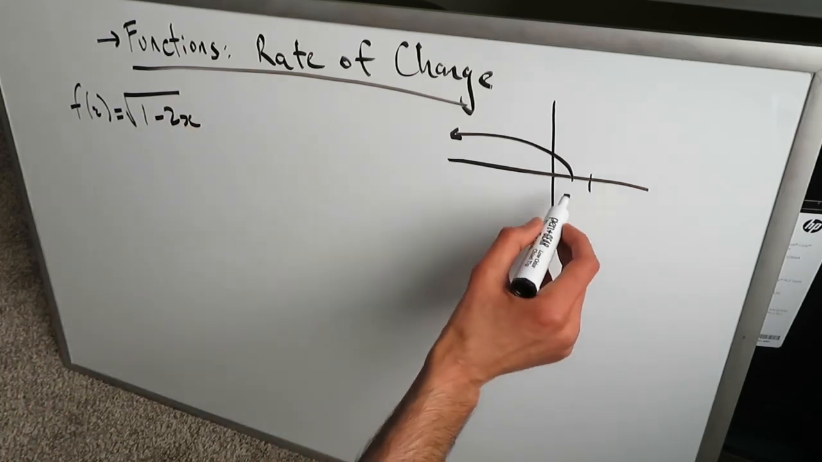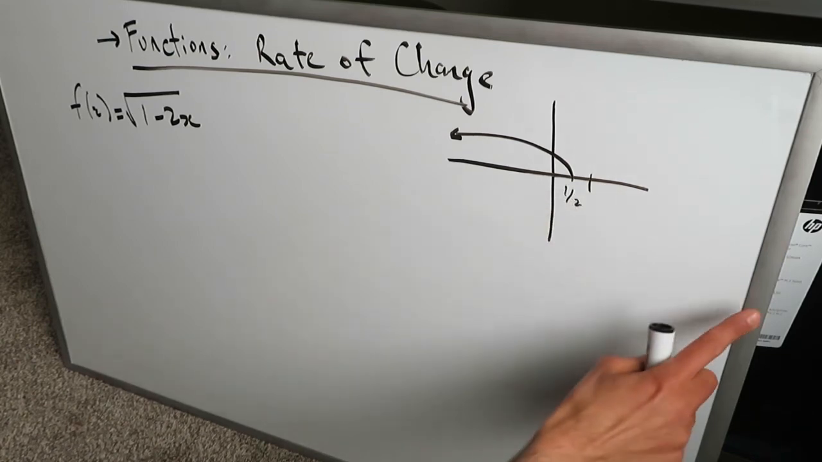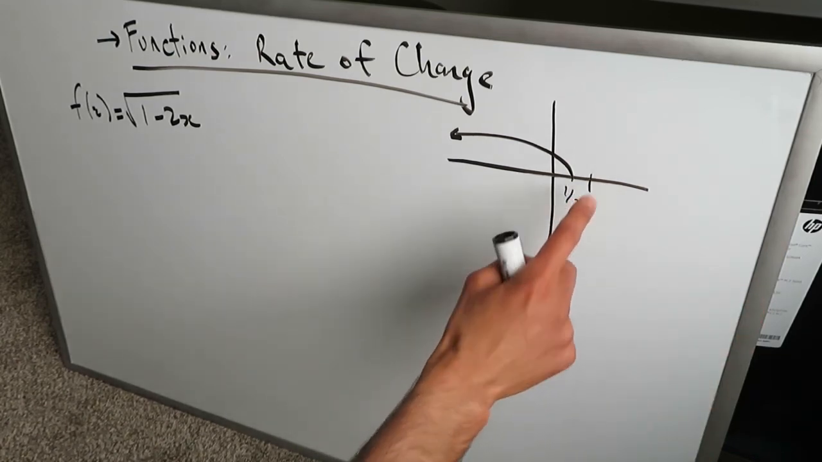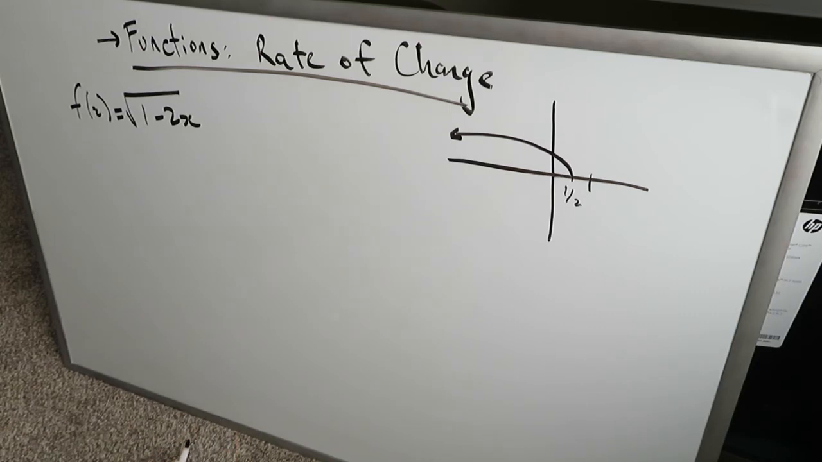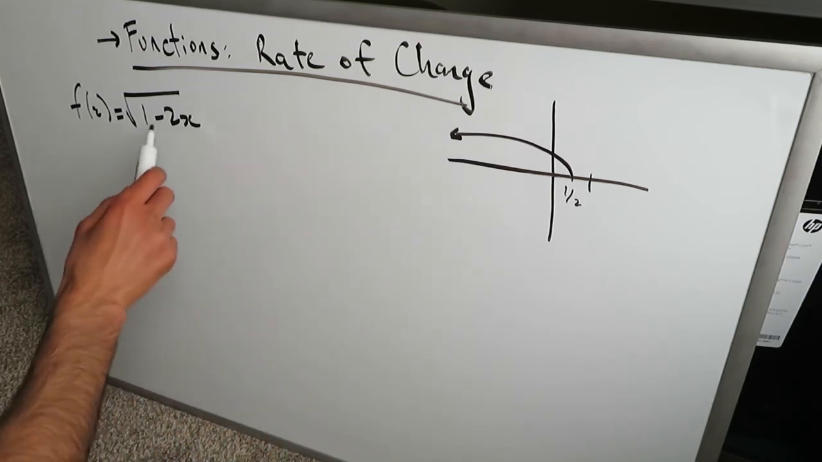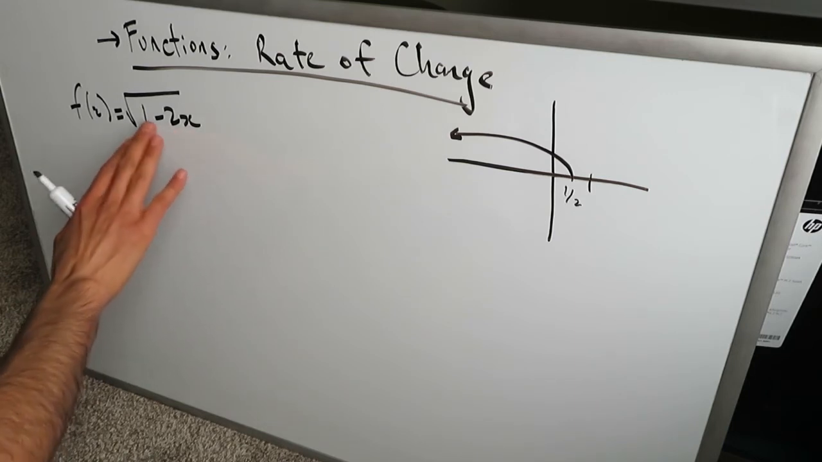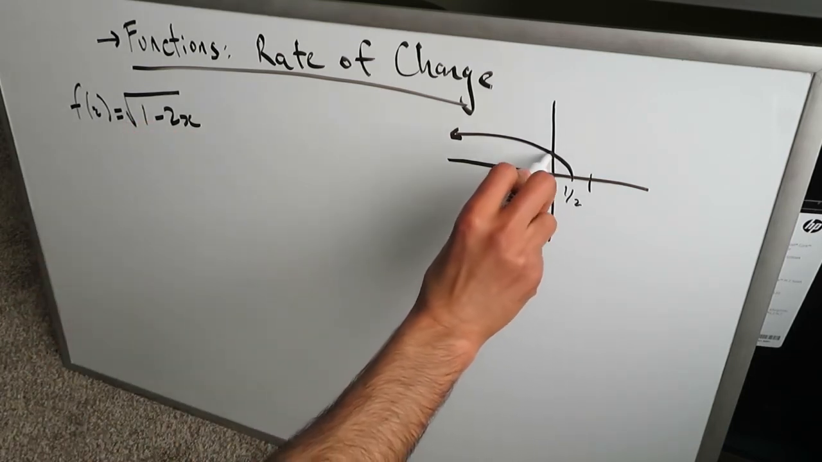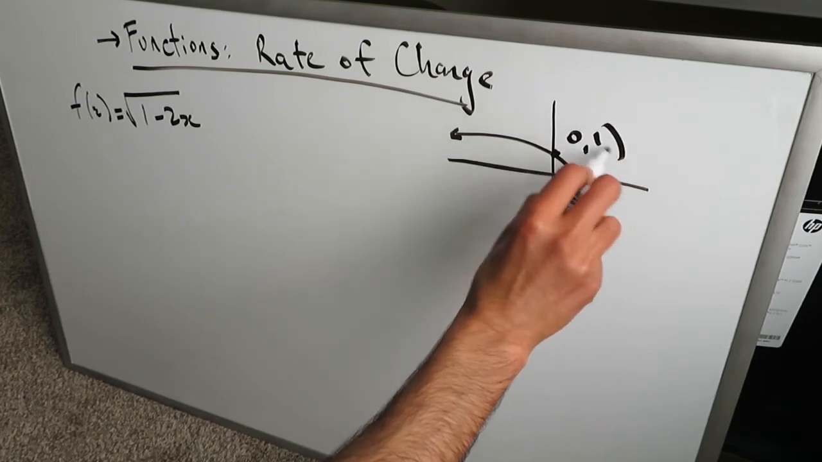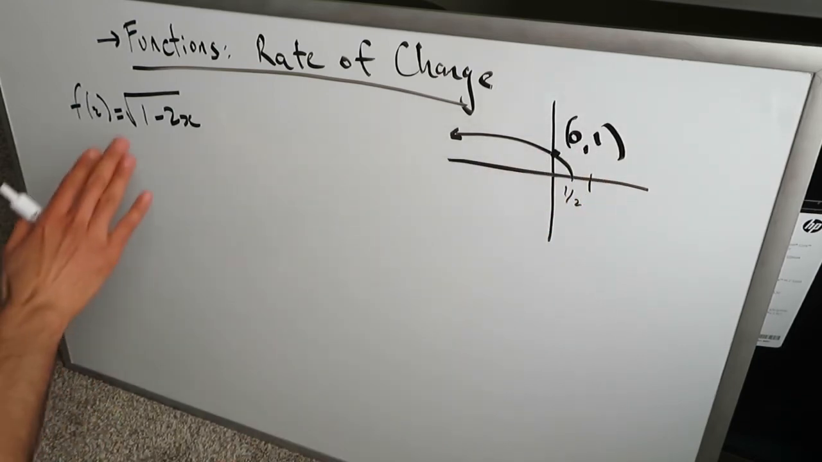This right over here represents my (1/2, 0), and this right here is (1, 0). If you were to solve actually for the y-intercept, you will determine that the y-intercept over here, if you 0 out the x, you'll get a square root of 1, and my y-intercept is a (0, 1). So this right here is a pretty accurate graph of this function here.